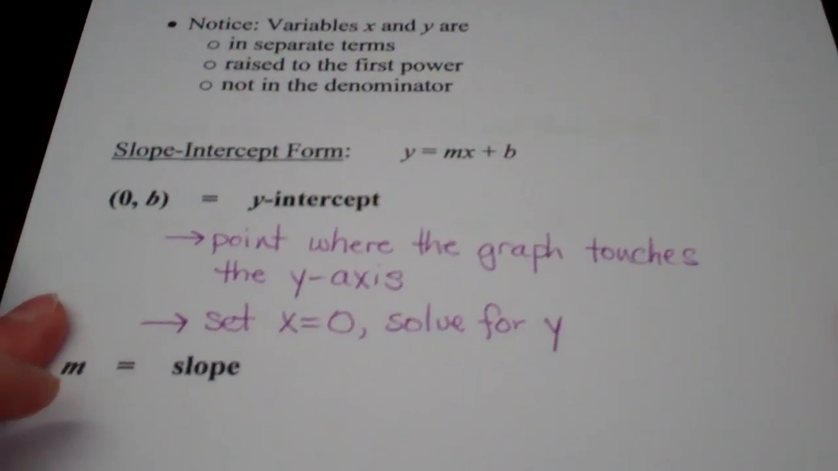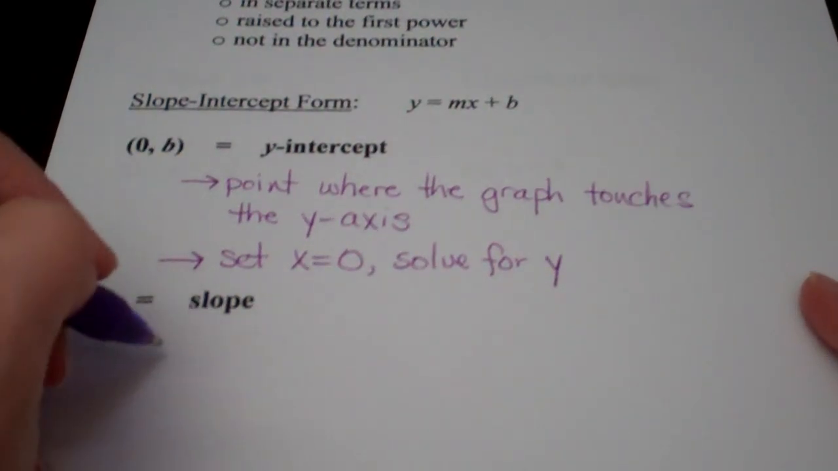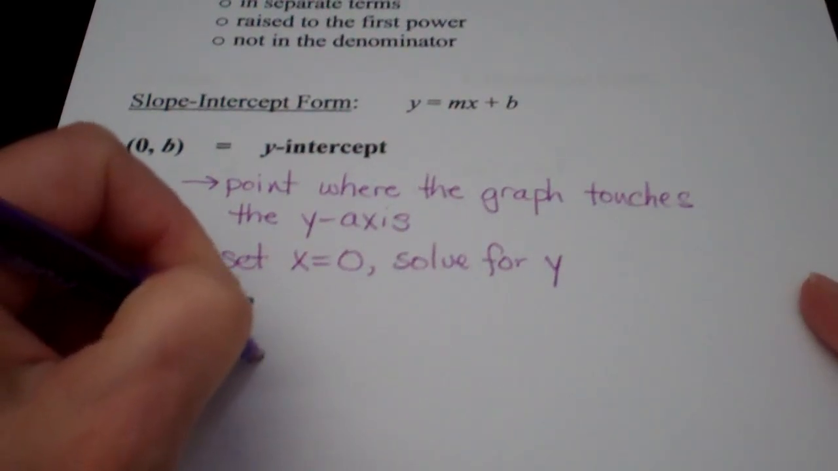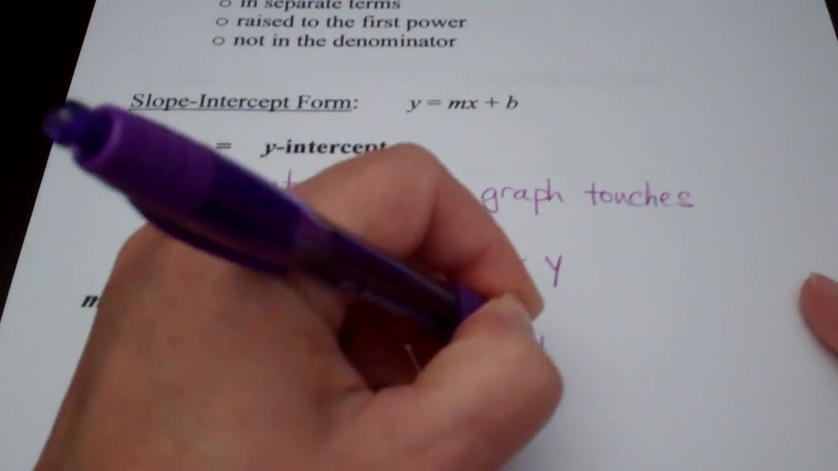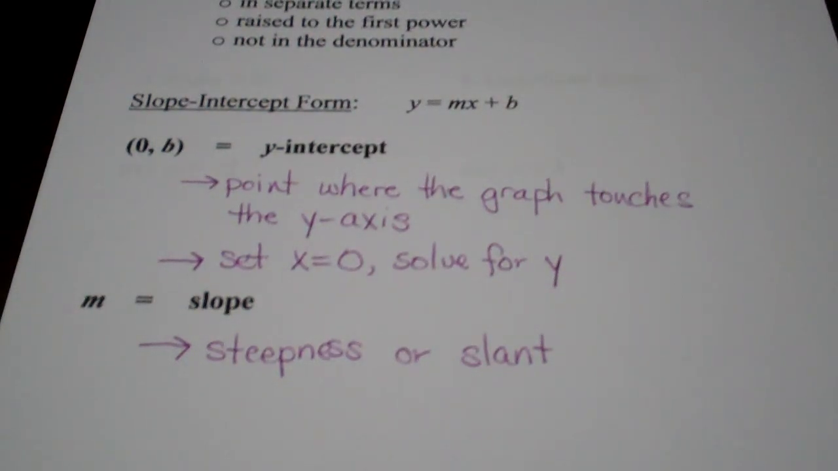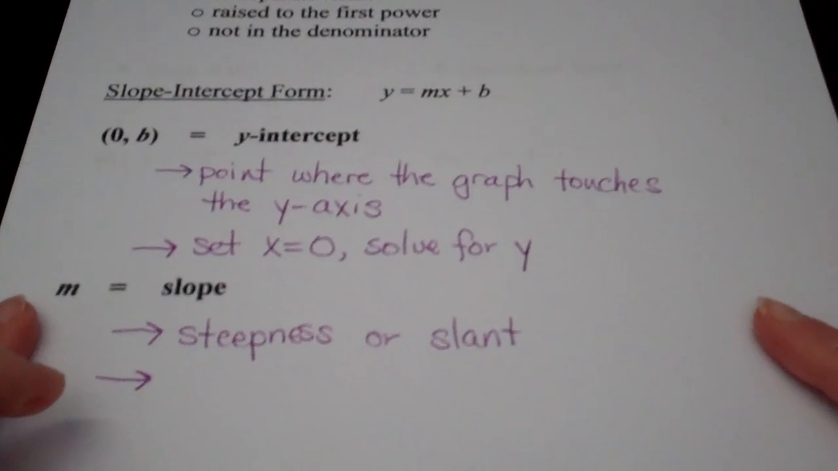The next key part of the slope-intercept form would be the slope. M is the slope, and the slope measures the steepness or the slant of the line. And the slope is kind of interesting because all in one number we can tell a lot of things about our line. We can tell whether it's going up or going down, whether it is a gradual increase or a quick increase, right? All of that is summarized in one number, which is kind of interesting. There are lots of ways to describe the slope of the line.